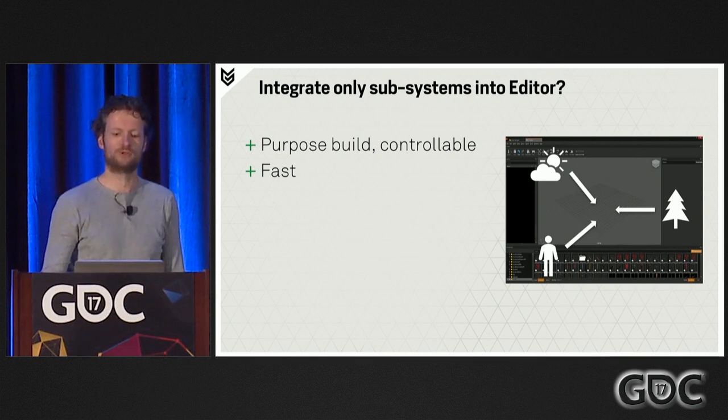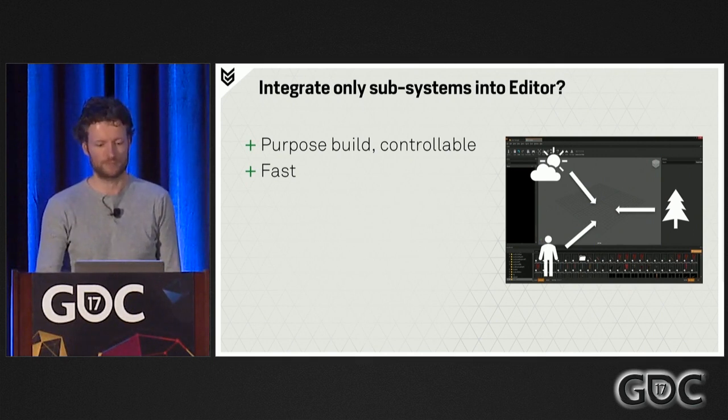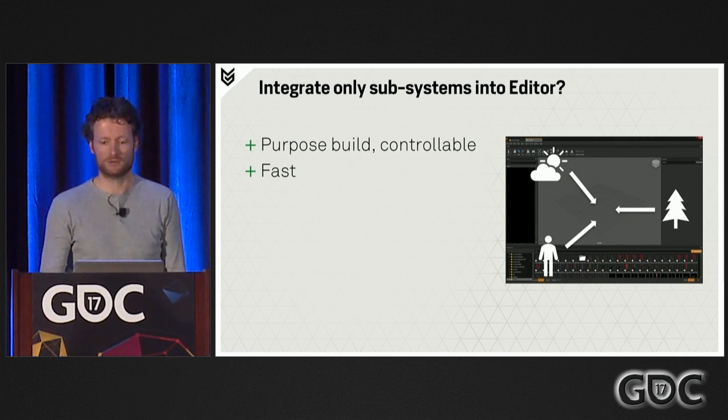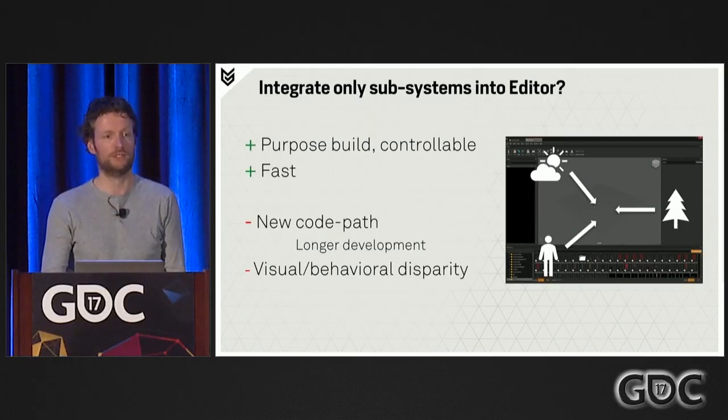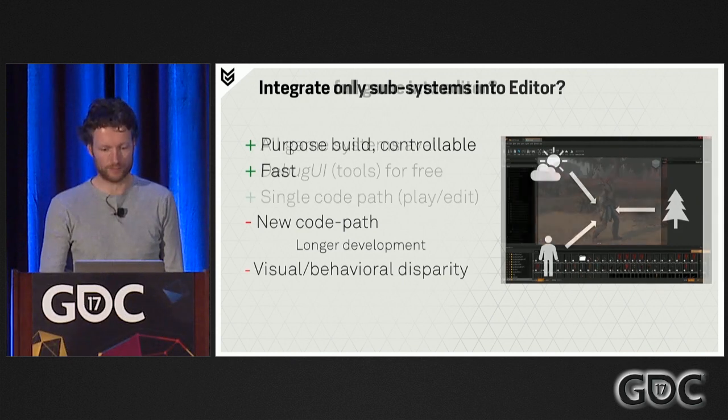So let's zoom into using only game subsystems. This is the advantage of being able to tailor-make your game loop based specifically on your editor needs. This leads to a very controllable viewport, skipping unwanted game subsystems. However, doing this will introduce a second code path where these systems will be used, leading to code complexity and potentially disparity between what you'll see in your editor versus what you see in the final game. Because more code is required, it will also take longer to develop.